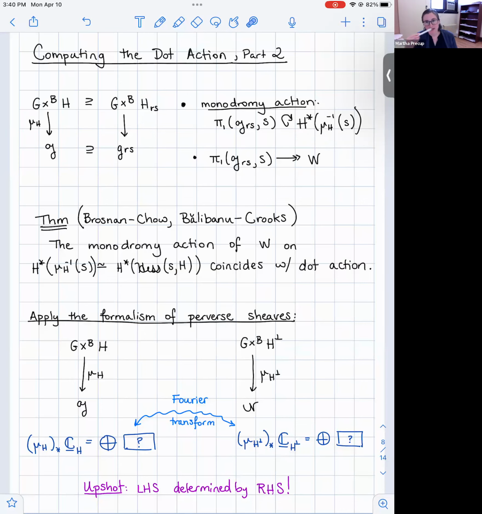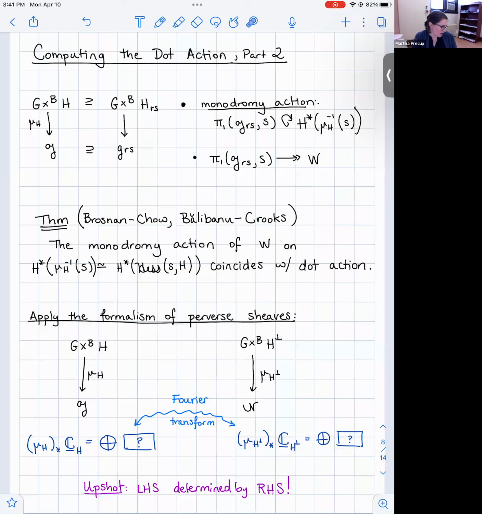And if you tease out the definitions and what's going on here, you in fact also see that this fundamental group surjects onto the Weyl group. And so you can check now that this monodromy action in fact factors through the Weyl group. And this is another way to think about the dot action representation.